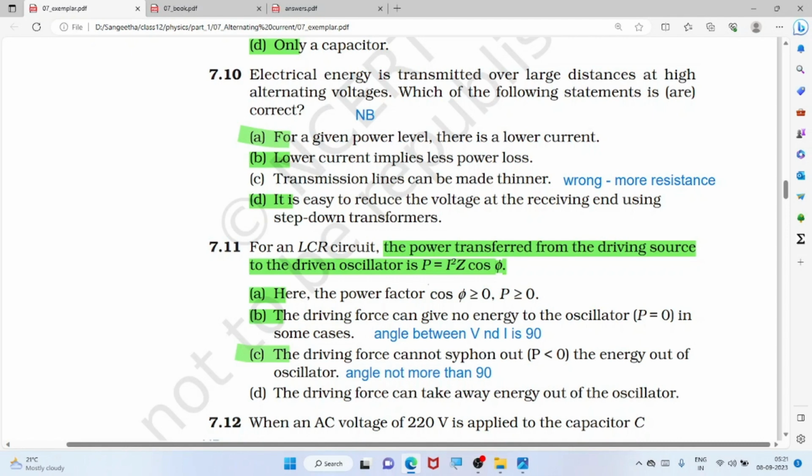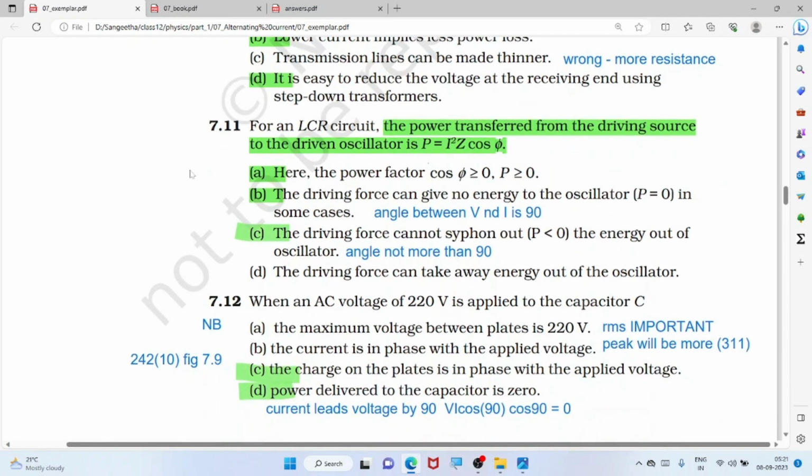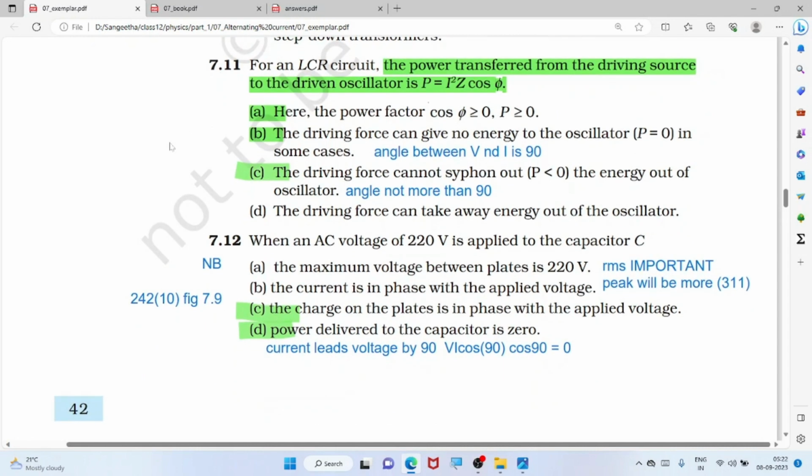Transmission lines can be thinner? No, you cannot make them thinner because the resistance will increase. Rho L by A is the resistance, which will increase the voltage drop and power loss. So this is wrong; all the other things are correct. Power is transferred from the driving source to the driven system. This is the power formula: VI cos phi or I squared Z cos phi, where cos phi is the power factor. This is correct. The driving source can give no energy to the oscillation.